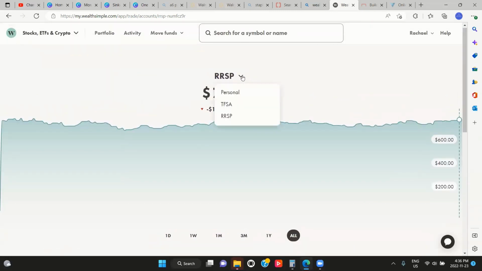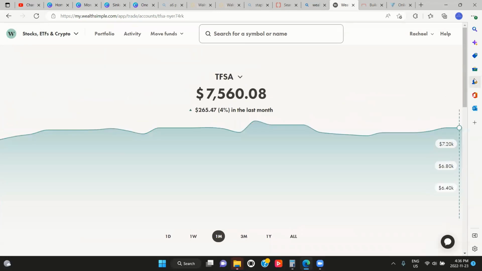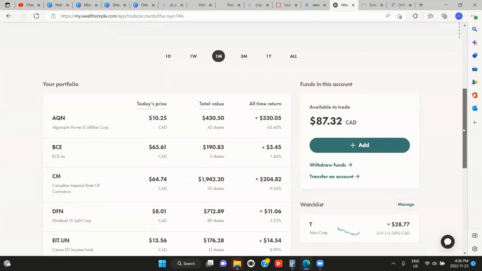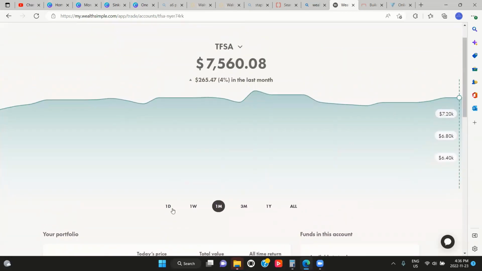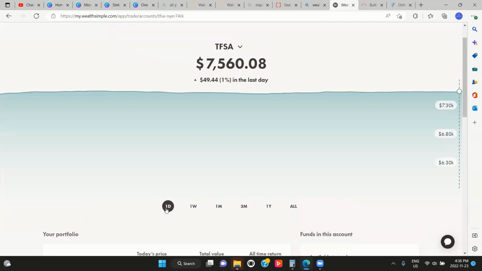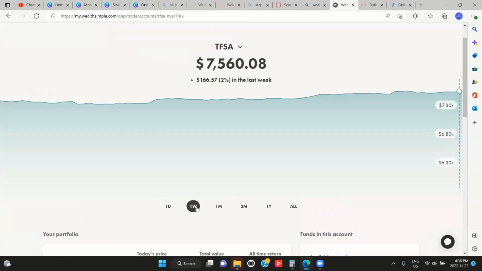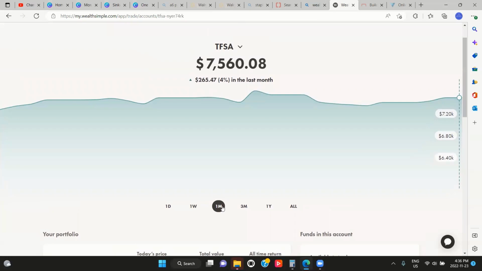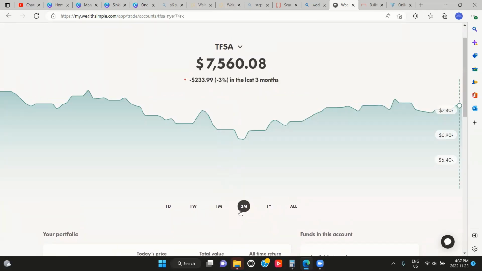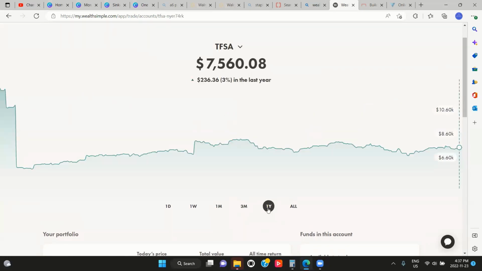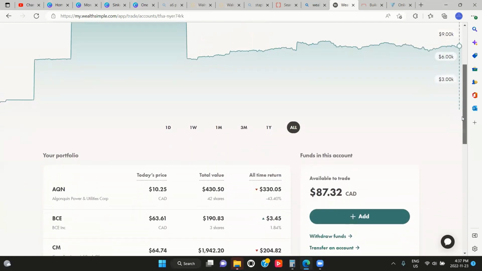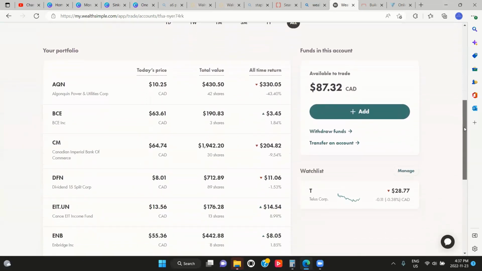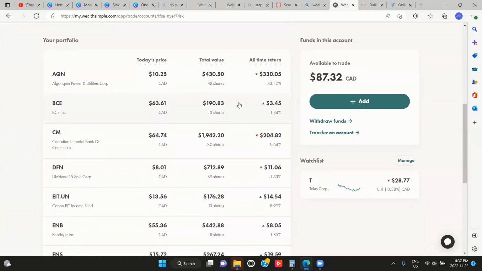So moving on to the TFSA. For the TFSA, I have 10 positions, and I'll come to the individual positions in a second. In the past 1 day, it's gone up 1%. In the past 1 week, it's gone up 2%. In the past 1 month, it's gone up 4%. In the past 3 months, it's gone down minus 3%. In the past 1 year, it's gone up 3%. And in all time, it's gone up 26%. So that's great. So let's go down to the individual stocks that I have here, starting with AQN.